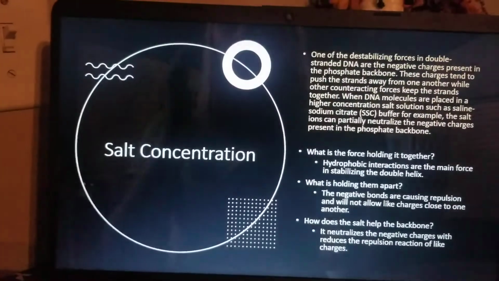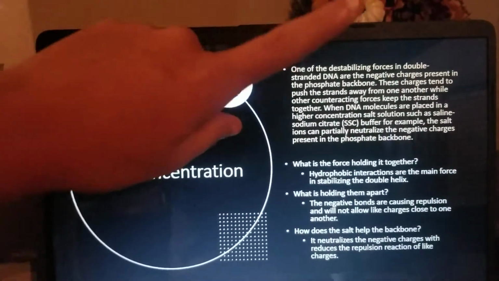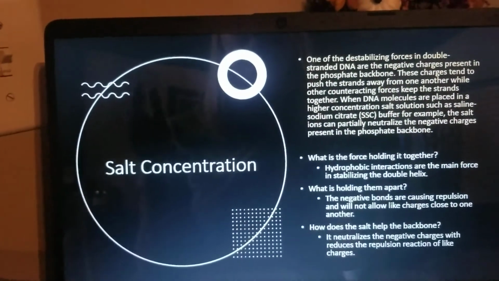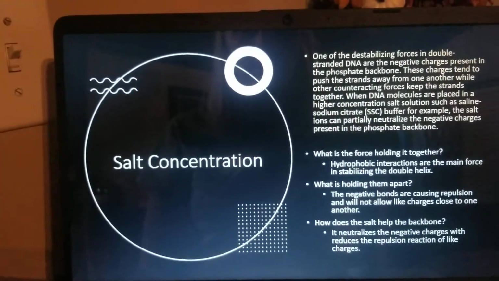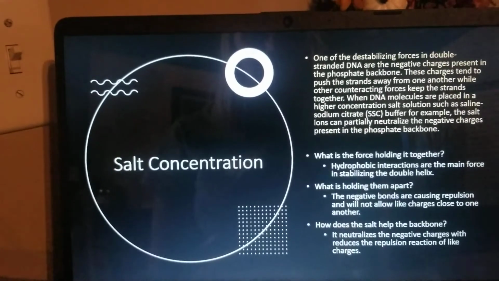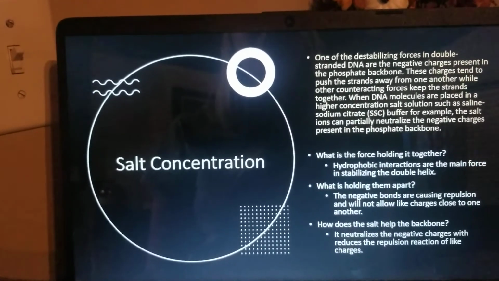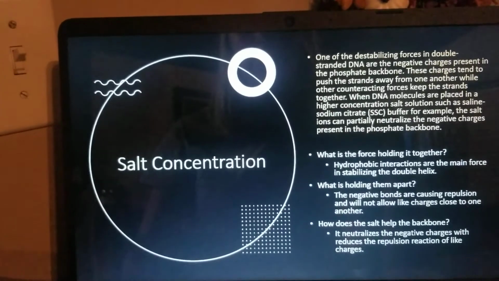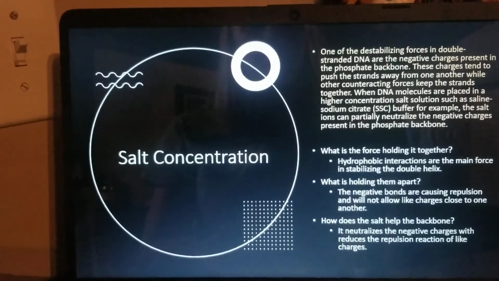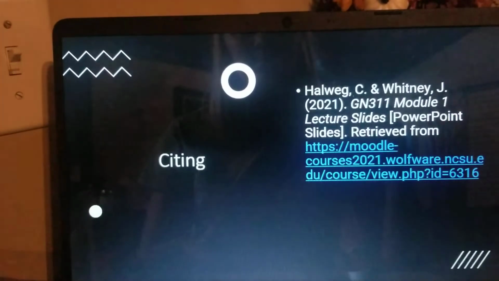opposite. Salt concentration. This is the background, so what binds them together is the hydrophobic interactions that stabilize the double helix. Holding them apart is the negative bonds that cause repulsion, and then the salt will help the backbone by neutralizing the negative charges and reduces the repulsion reaction.